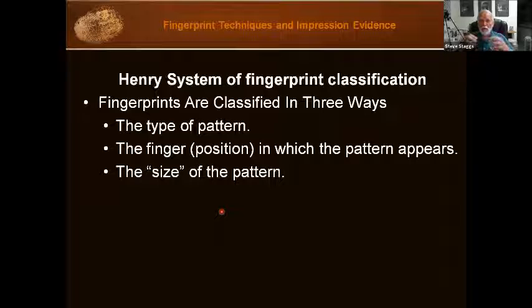As far as physical size, the pattern is going to be the same from birth until you're an adult. When you're an infant or a child, your fingerprints are small because your fingers are small. When you're an adult, your fingers are larger, but it's the same pattern. That's not the size we're talking about. We're talking about the technical size, like the ridge count. So we have the type of pattern, whether it's arch, loop, or whorl, the position, which finger it is, and the size of the pattern, as in the tracing or the ridge count.